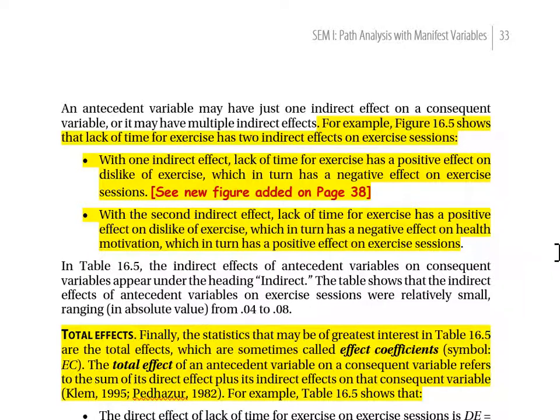With the second indirect effect, lack of time for exercise has a positive effect on dislike of exercise, which in turn has a negative effect on health motivation, which in turn has a positive effect on exercise sessions. So there can be more than one indirect effect that an antecedent variable has on a consequent variable.